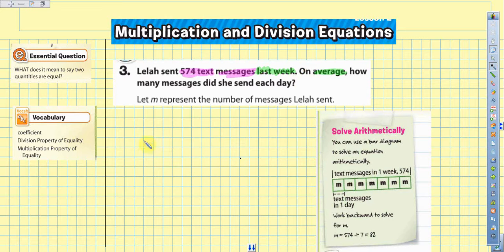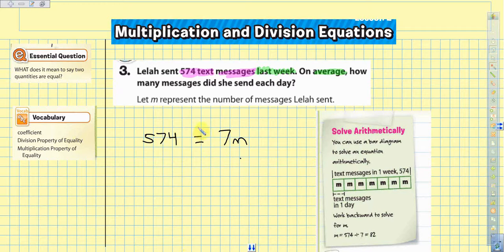So we know it's 574. When I set my equation up, I know one side's going to be 574. My next side needs to equal 574. I know that there are 7 days in a week. Let M represent the number of messages Layla sent each day. Well, each day, if I multiply 7 times the messages, I should equal 574. That should be it. This is my full week. This is my messages. Total 574. That's kind of what that means.